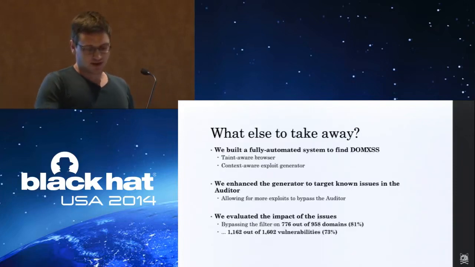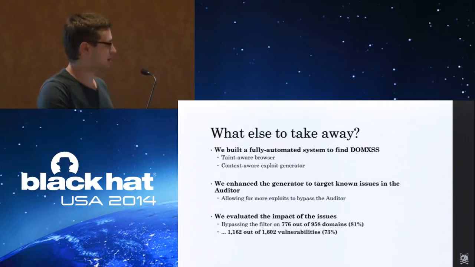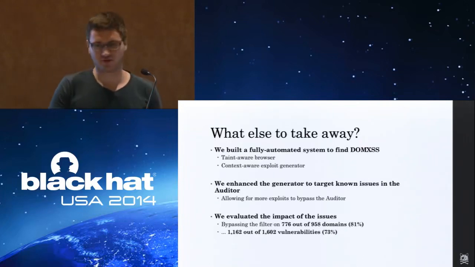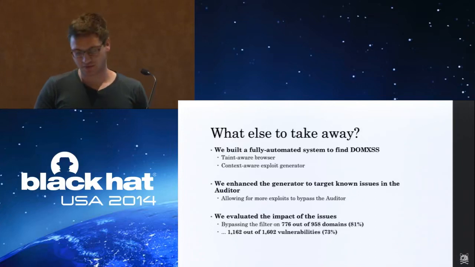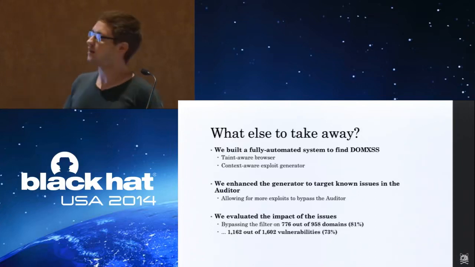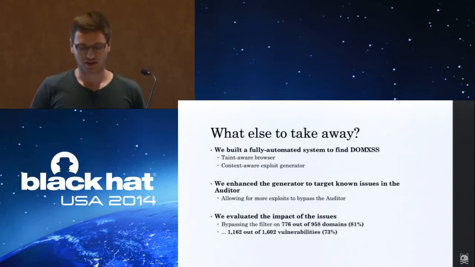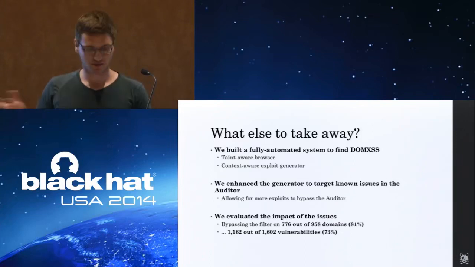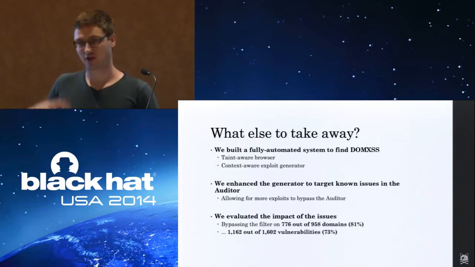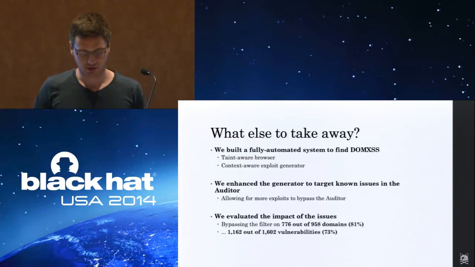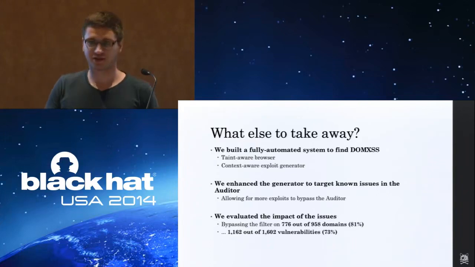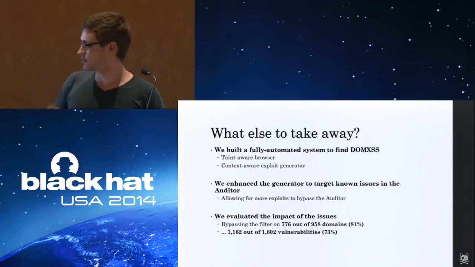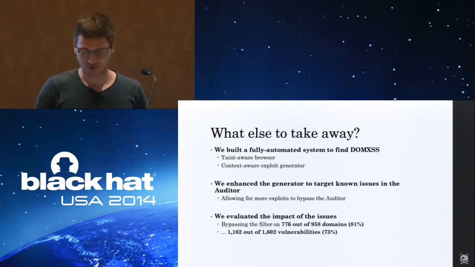And what else to take away? So we built, for previous work, a fully automated system that allows us to find DOM XSS at scale, which is a cool thing. We then enhanced our generator to target these known issues that we found in this work, allowing us to exploit even more with the auditor active. And we evaluated the impact of these issues, and we found that in total we could bypass the auditor on 81% of the domains that had vulnerabilities, and in 73% of all vulnerabilities in total.